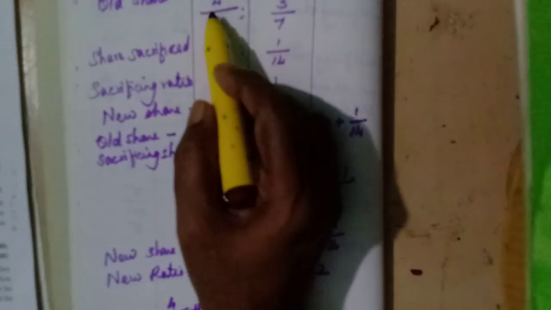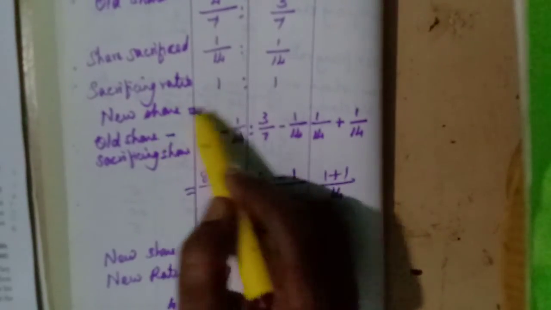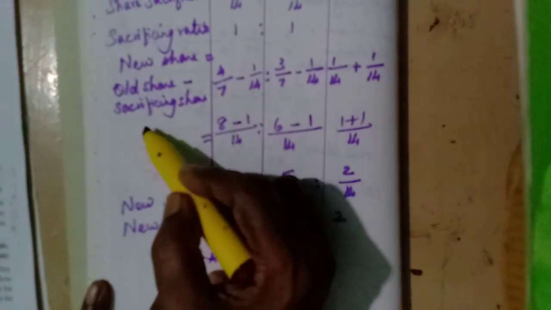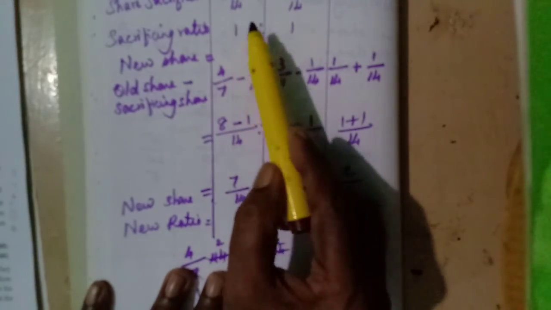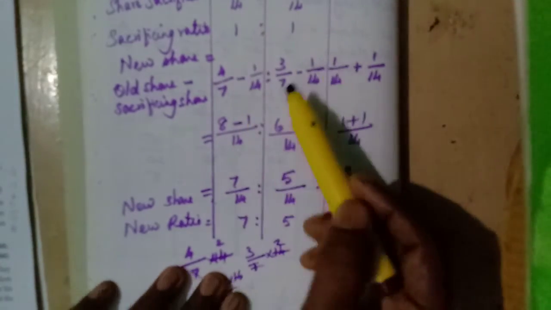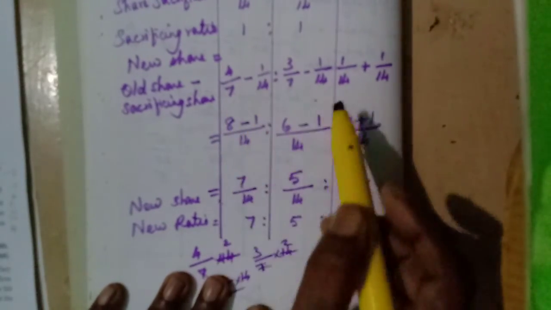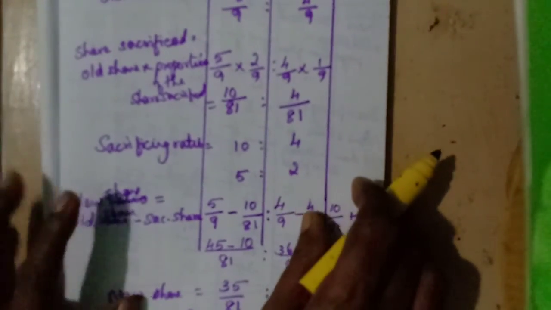Here, old share, old ratios, then sacrificing share, sacrificing ratio, same model. New share is equal to old share minus sacrificing share. Here, sacrificing how much? Equal, 1 by 4 from them. So 1 by 4, we need to deduct from them. We will get the new share. Okay, see, everything is very easy, should not be confused.